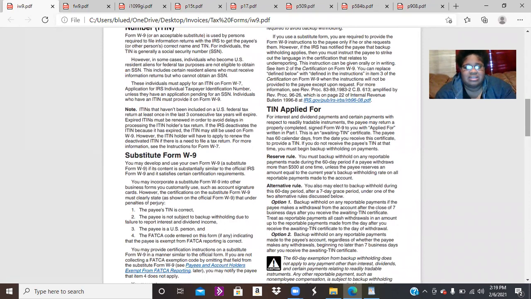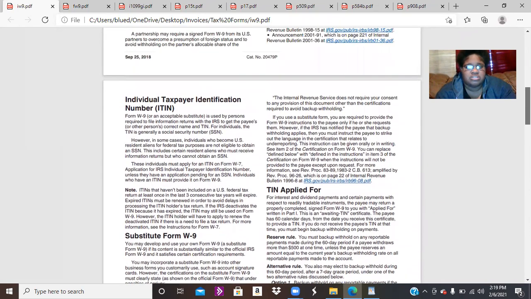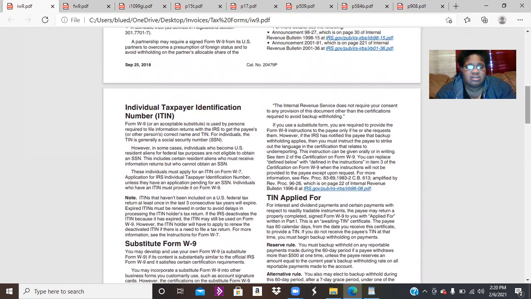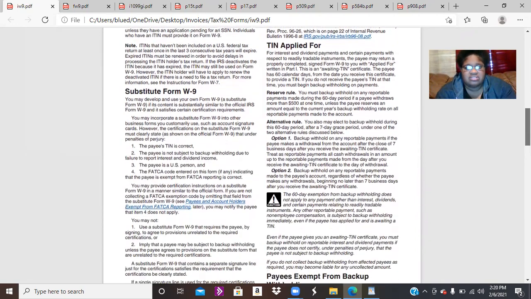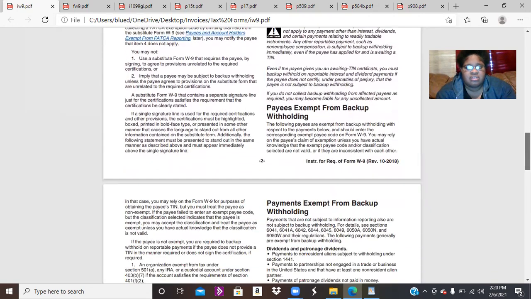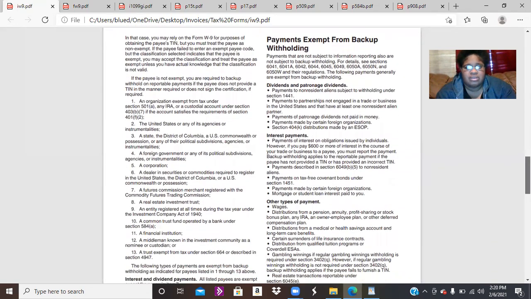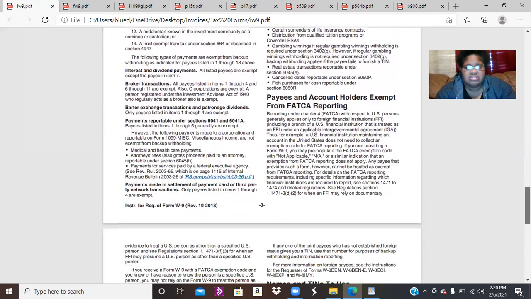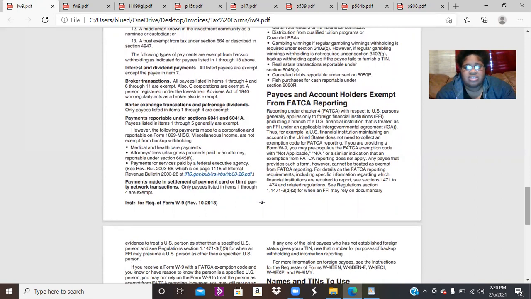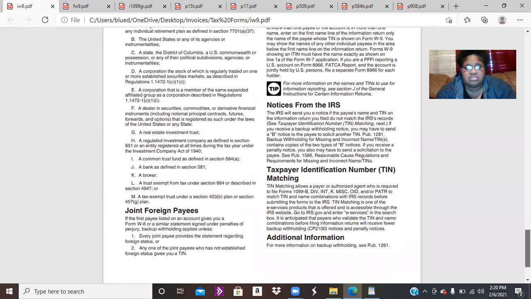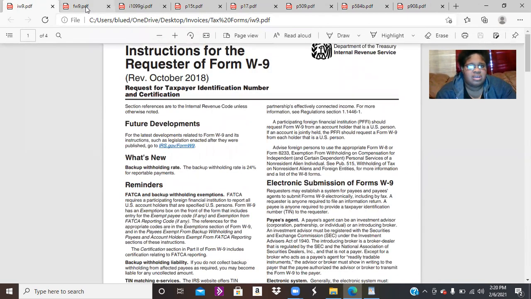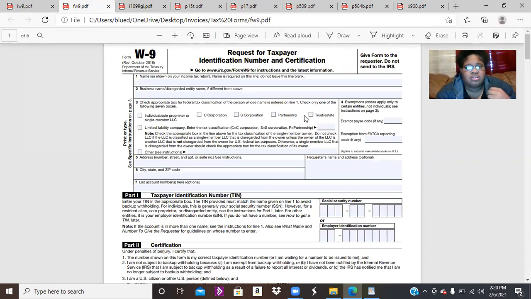They talk about the TIN, which it says is generally your social security number. An ITIN is usually your social security number. Your EIN, of course, is your employer number and things like that. It also tells you about payments exempt from backup withholding, payees, and account holders exempt from FATCA reporting. I'm not sure what that is. But yeah, you definitely want to go through and read this in its full entirety before you do your W-9, right? And then here we actually have the W-9 itself.